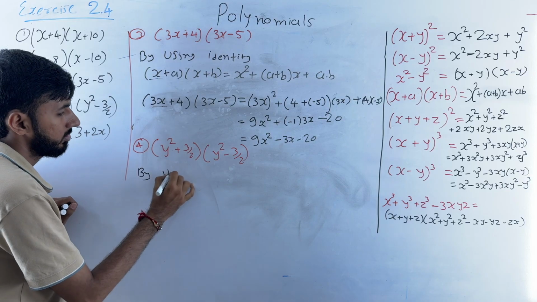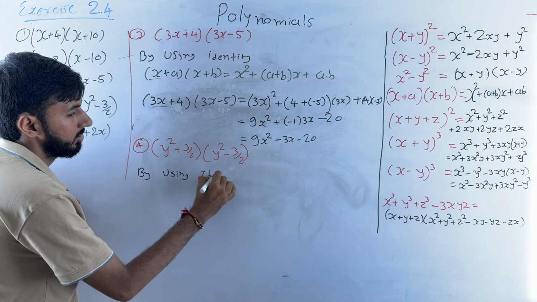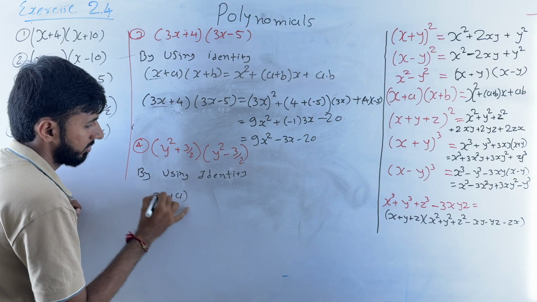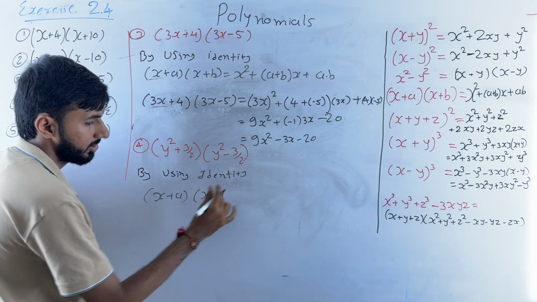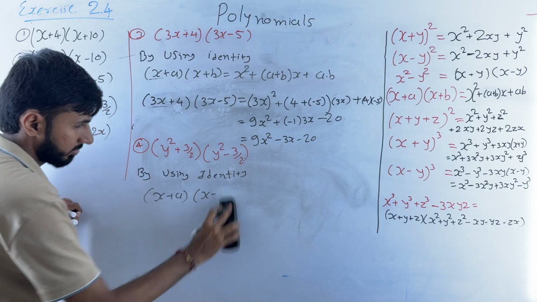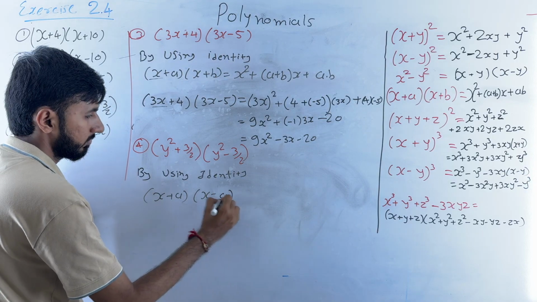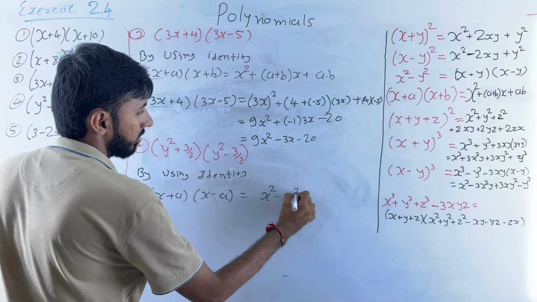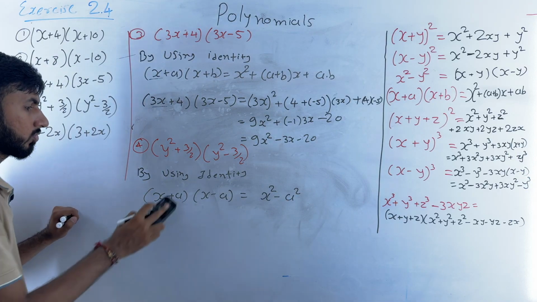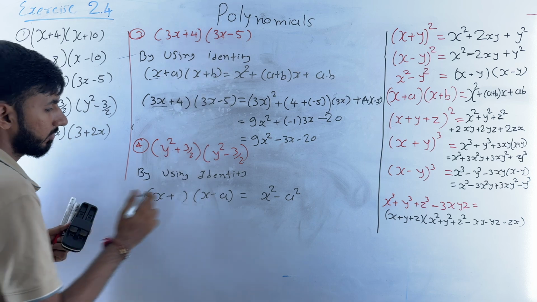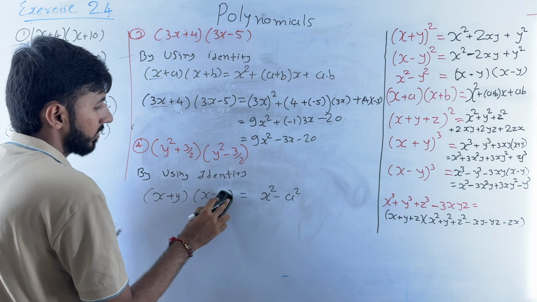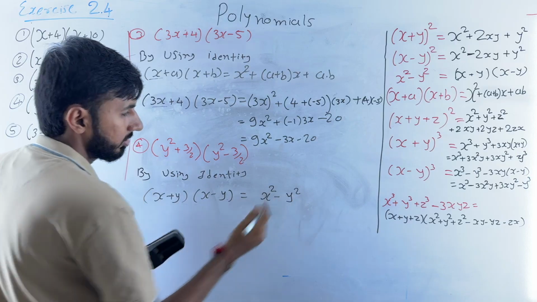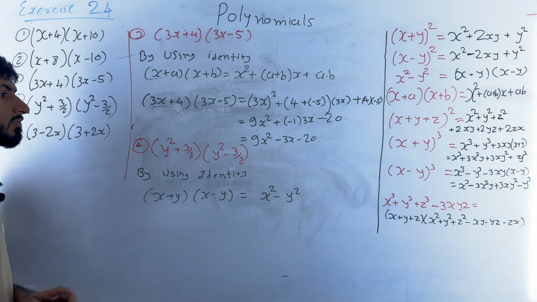So by using the identity (x plus a) multiplied by (x minus a), my answer will be x square minus a square. Or if you have not remembered it with a, you can write y also: x plus y, x minus y. Your answer will be x square minus y square. This will be your answer.